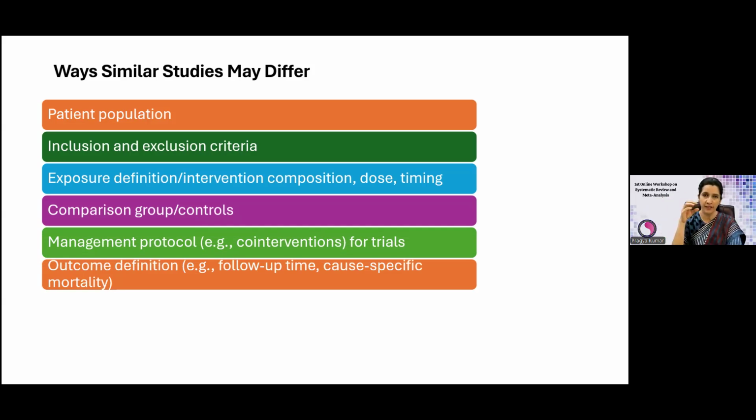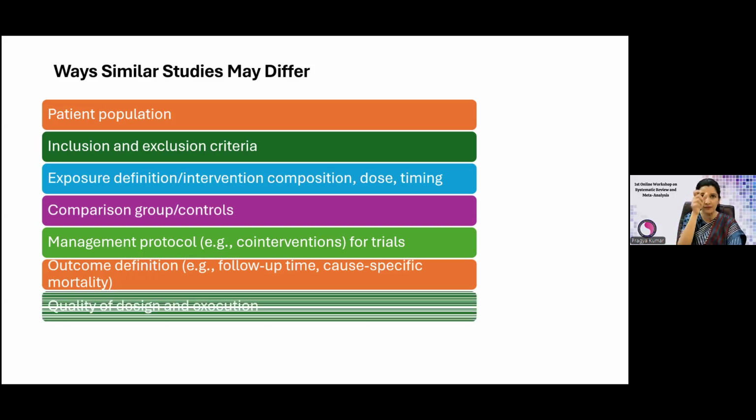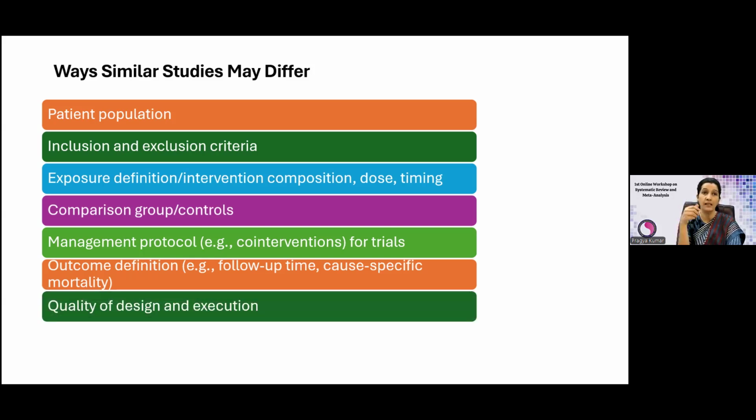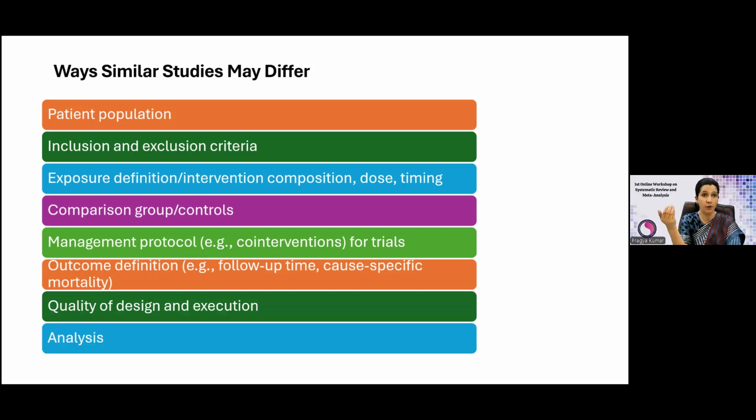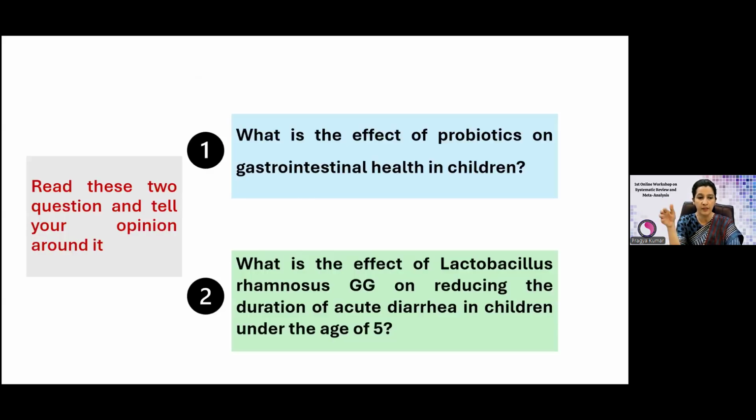So even if the topic or the research question is the same, the studies will differ in all these parameters. And then the quality of design and execution will also be different. Analysis will be different. Somebody has done it in the mean duration. Somebody has done it in the proportion of people who came out of that diarrhea episode, where the stool frequency has come down from 3 to 1 or something like that. So the studies might differ on these parameters.